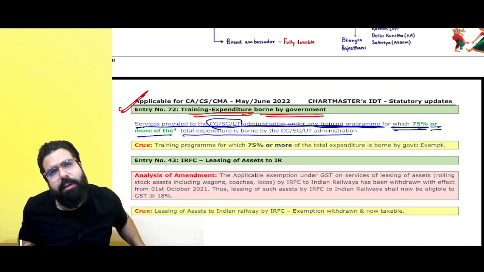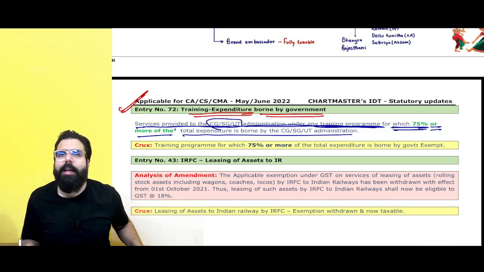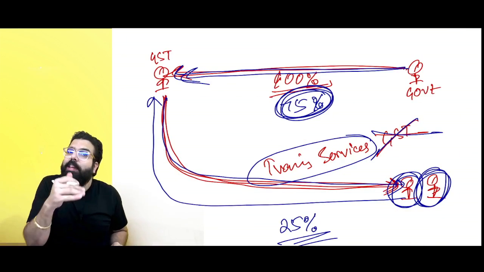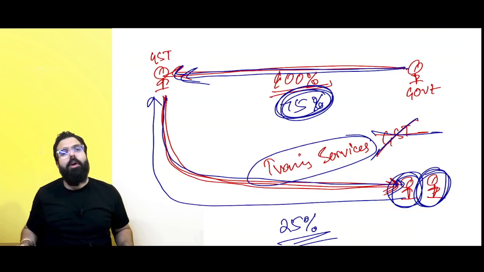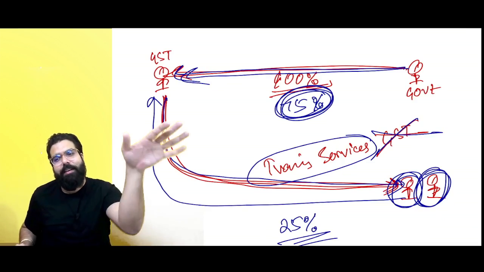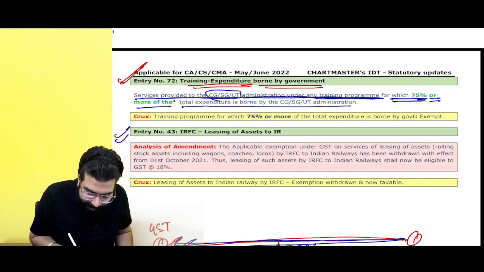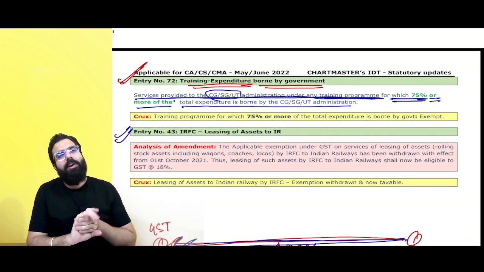Sir, what if only 70% is borne by the government? Then Baba, GST will come on your service, because if the government is bearing 75% or more of the expenditure, then there shall be no GST. Done, sir. Point is clear. Then there is one entry number 43.